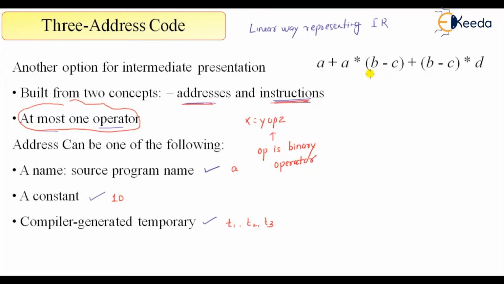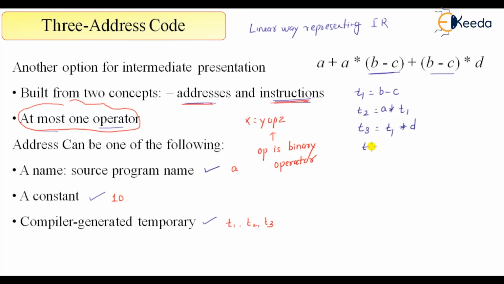First thing will be b minus c, and I will say let's have a temporary variable t1 which is generating b minus c. Next will be multiplication with a, and t2 will be a multiplied by t1. The next thing will be again multiplication, and here t3 will be equal to t1 multiplied by d. So we have done this part.